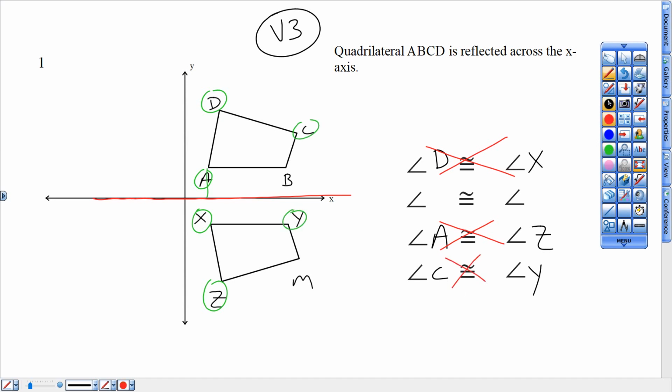But if I look at the right choice, which is angle B and Y, look at where those are. Angle B, angle Y, that same little distance over that line of reflection. That means those are the equal parts. Those are the congruent parts if I do a reflection. All right, so here we go.